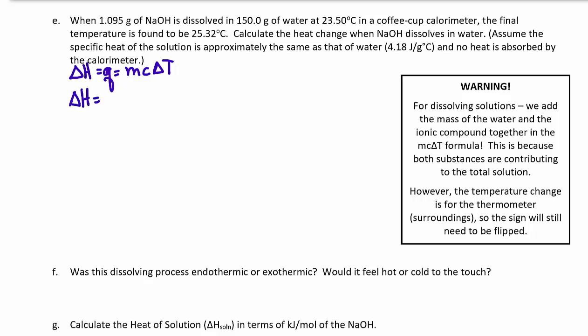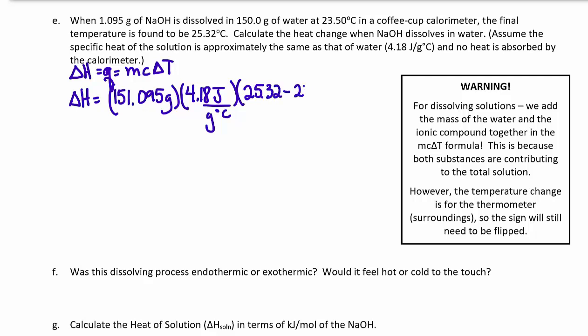So delta H is going to equal 151.095 grams. And we're going to multiply that by c, which is 4.18 joules per gram degree C. Times your delta T. The delta T is the final minus initial. Now it says here that our final temperature is 25.32 degrees C. Our initial temperature is 23.50.